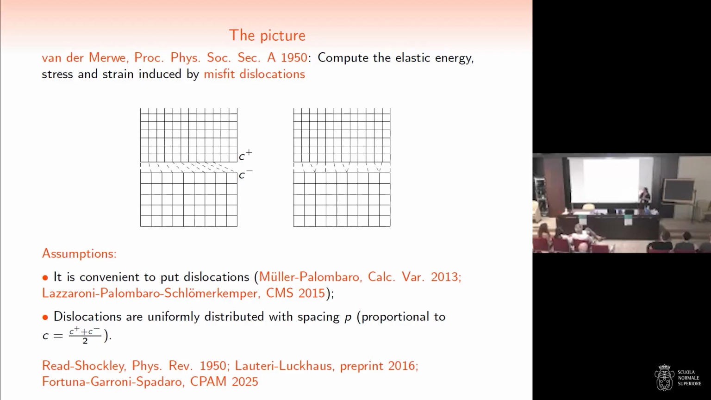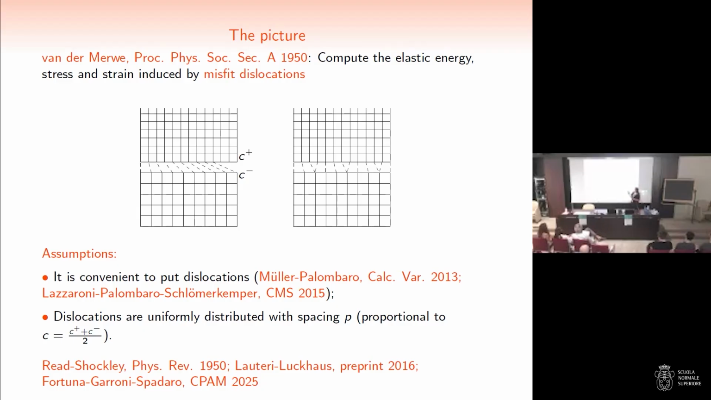Okay, so this was a computation done in the same spirit as that of van der Merwe, but for this slightly different problem. And then in the last years, Lauteri and Luckhaus in the context of minimization, and Fortuna, Garroni, and Spadaro in the context of almost minimizers, through the rigorous formalism of gamma convergence, have rigorously proven that the energy that is created at the interface, under suitable energy regimes, is compatible with having this periodic distribution of edge dislocations.